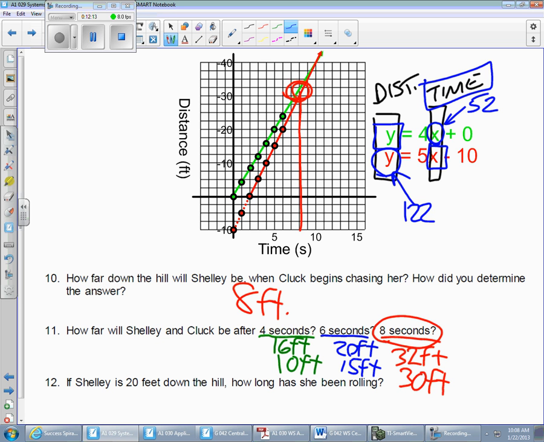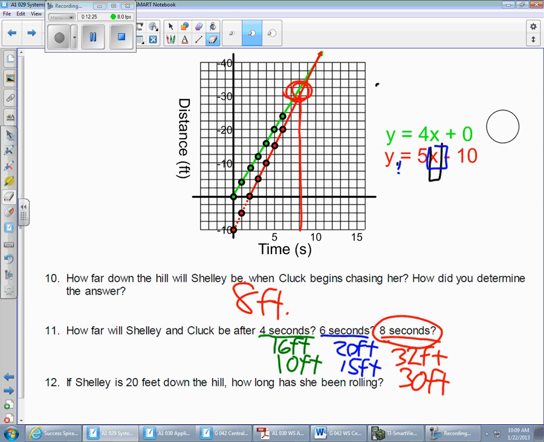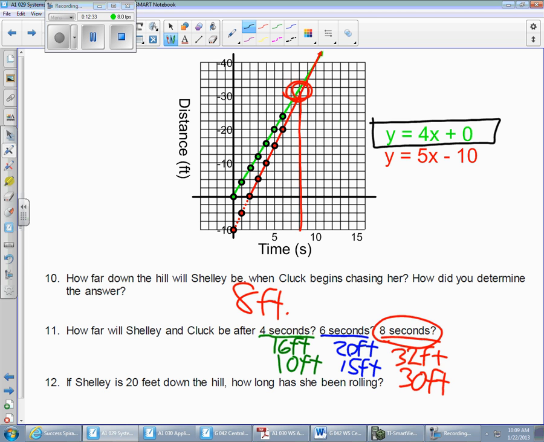Okay, let's move on to question number 12. 12 asks, if Shelley is 20 feet down the hill, how long has she been rolling? Well, there's a pretty good opportunity for us to use what we're just talking about there. If Shelley, which is this equation, is 20 feet down the hill, which variable is that? Is that y or x or what? That's y, okay, right? Because distance is on our y-axis. So right now, they are establishing that Shelley is 20 feet down the hill, and they want to know how long she has been rolling.